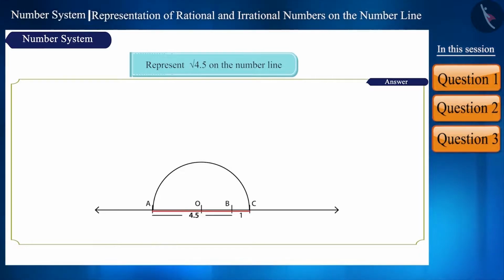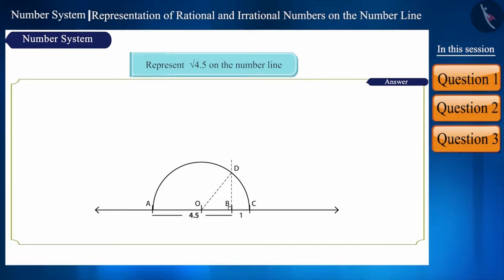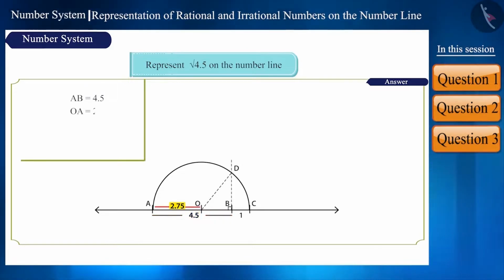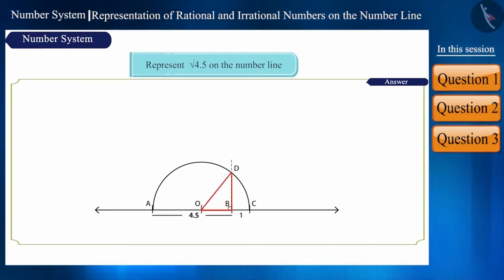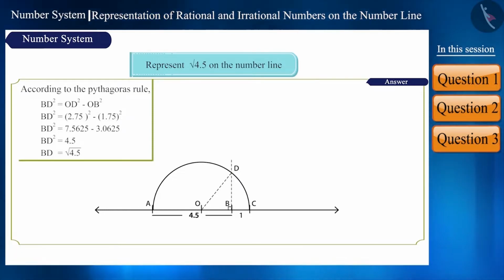Draw a perpendicular from line AC at point B, which would cut the semicircle at point D. On joining O and D, we will get a right-angled triangle OBD. We know the length of AB is 4.5 and OA is 2.75. We will get OB as 1.75. In triangle OBD, on applying the Pythagoras theorem, we can find the length of BD. We will get BD as root 4.5.